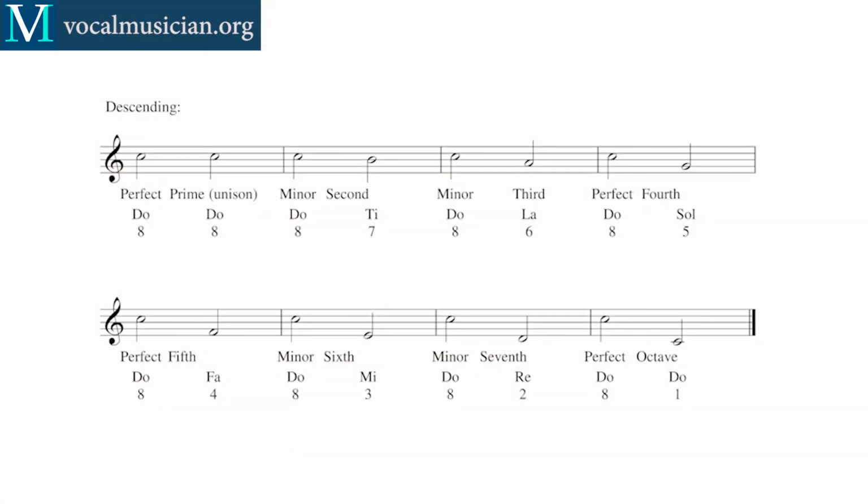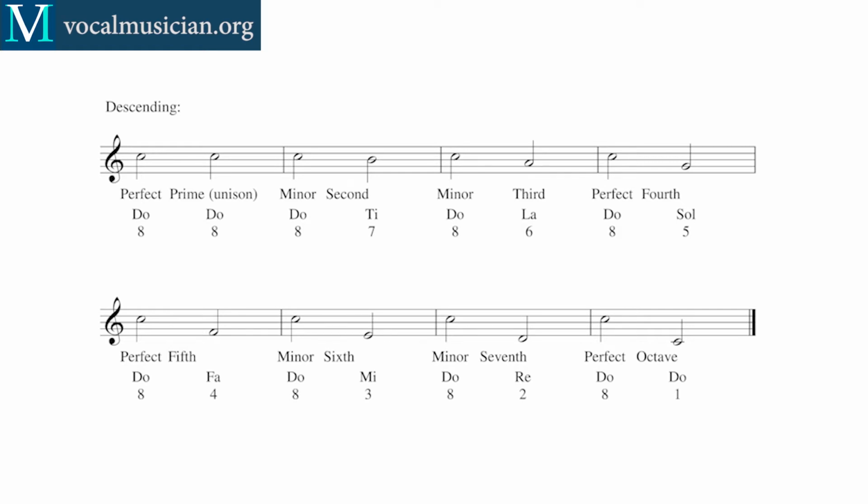Now if we're starting from the top, an octave up, top do, as I like to call it, going down from the 8th scale degree to the 7th scale degree. If you look at the piano, you see there is no black key here, so this is only a half step. And this is called, you guessed it, a minor second. Now from going down from the 8th scale degree to the 6th scale degree, this is called a minor third.